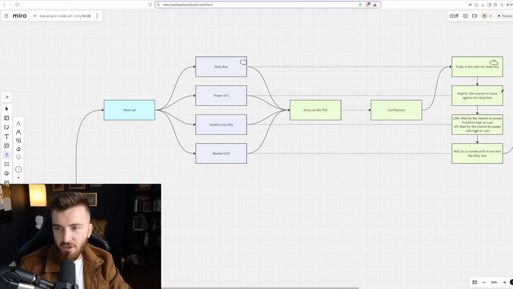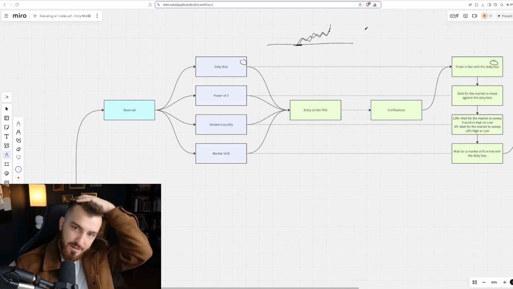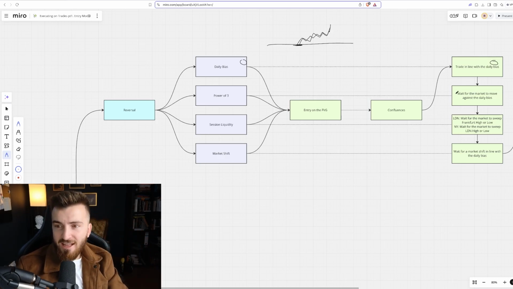Then wait for the market to move against the daily bias, which means if your bias is bearish, you want to see the market moving up. Why is that? Because everyone that longed as soon as the market opened is making money. You don't want everyone to be making money. You want everyone to be losing money, basically, right? So you want all of the shorts to be losing money until they get taken out. That's the power of three. Wait for the market to move against the daily bias.